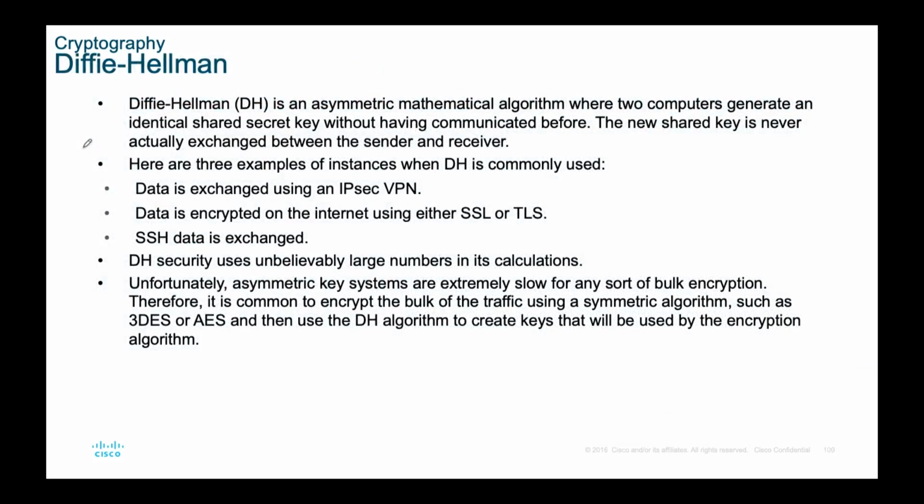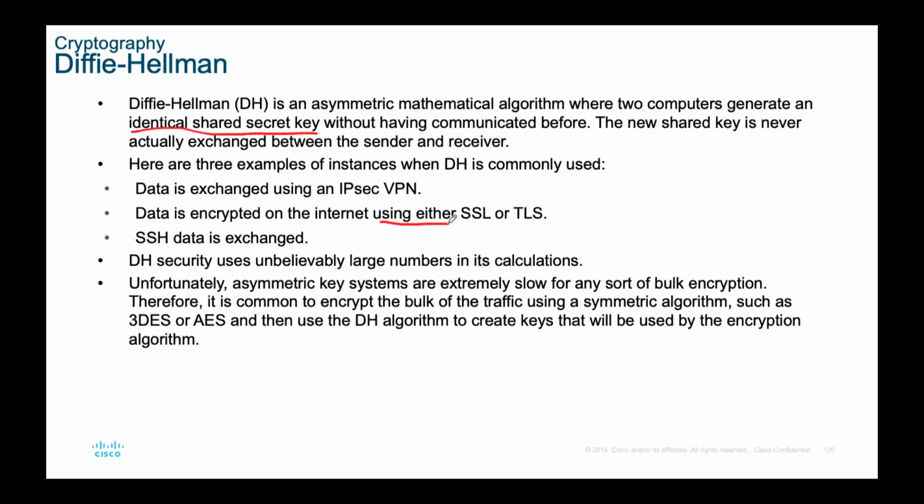Diffie-Hellman. Diffie-Hellman, DH, is an asymmetric mathematical algorithm where two computers generate an identical shared secret key without having communicated before. The new shared key is never actually exchanged between the sender and receiver. Here are three examples of instances when DH is commonly used: data exchange using IPsec VPN, data encrypted on the internet using SSL or TLS, and when SSH data is exchanged. DH security uses unbelievably large numbers in its calculation.